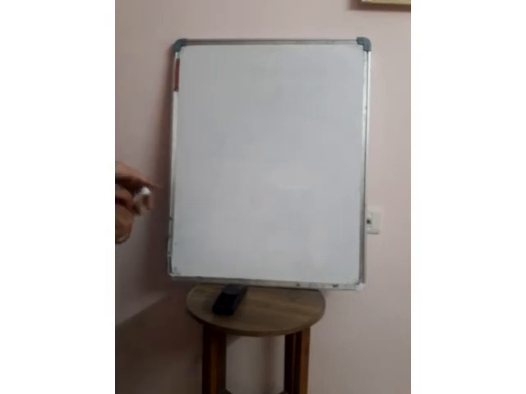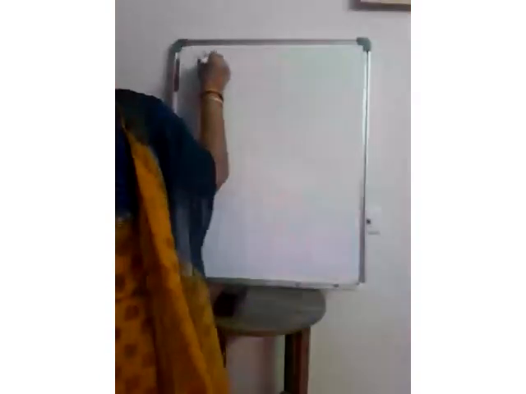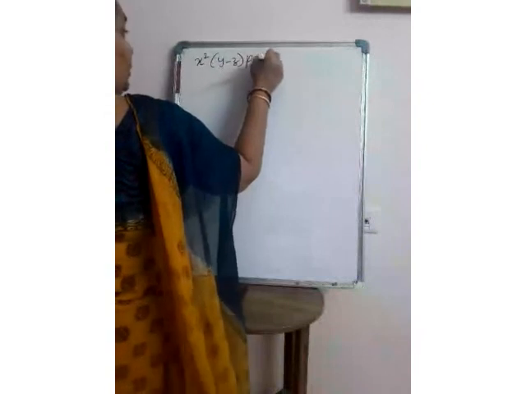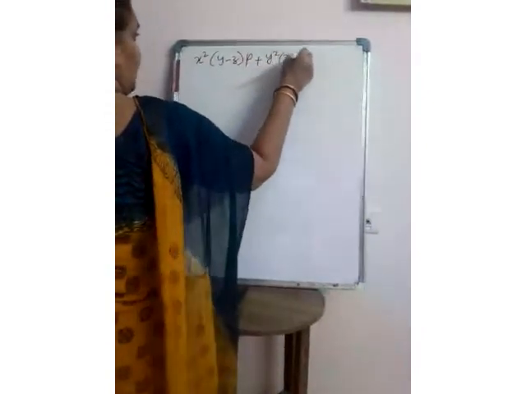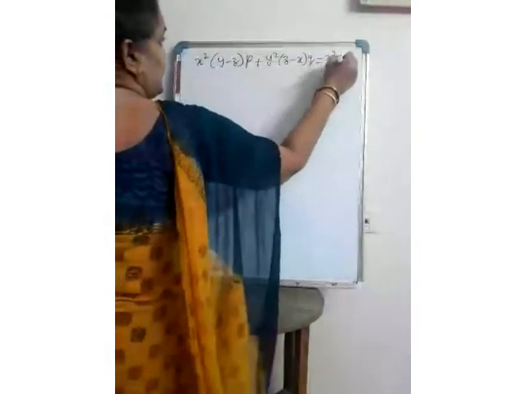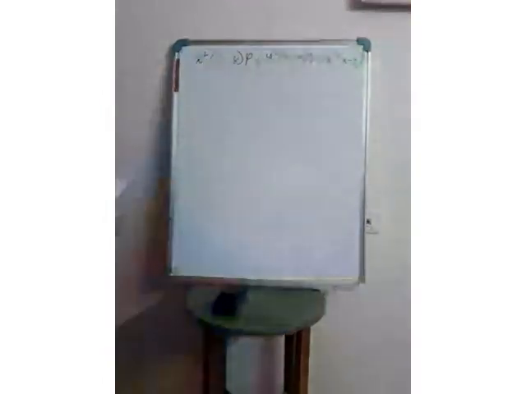Okay. The next one, take up the question. X square into y minus z p plus y square into z minus x q is equal to z square into x minus y. So even for this also, first you write down the substitute equations. Dx by p is equal to dy by q and is equal to dz by r, and try to find out two sets of solutions for this problem.